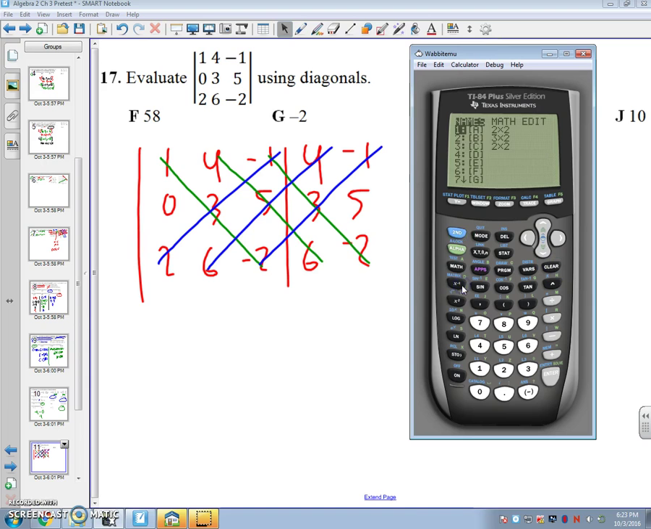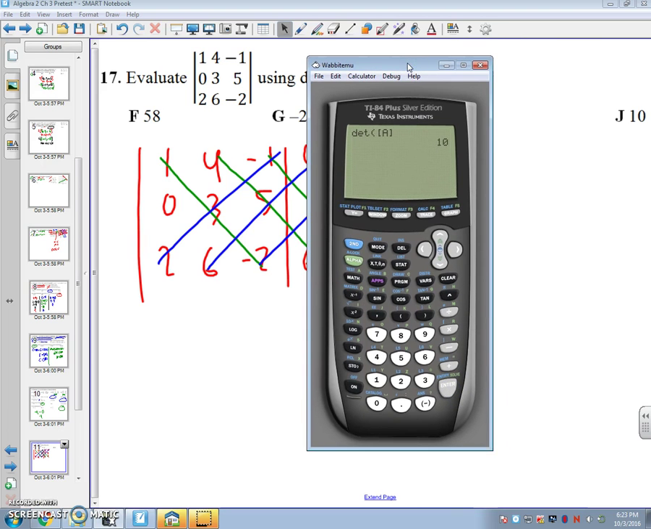So second matrix, edit. I'll make it 3 by 3 for A. So 1, 4, negative 1. 0, 3, 5. 2, 6, negative 2. Second quit. Second matrix, go right for math. Determinant first one. Second matrix, A. Enter, I get 10. My answer here is J.